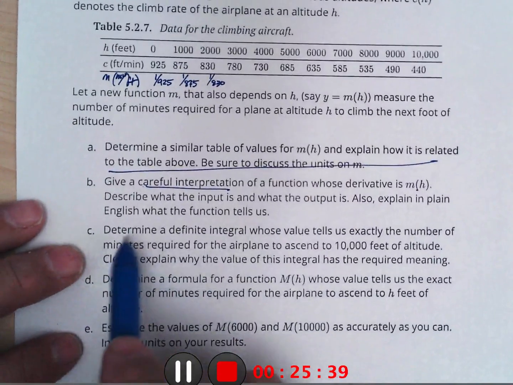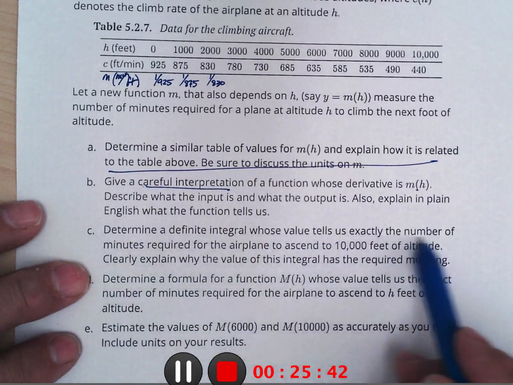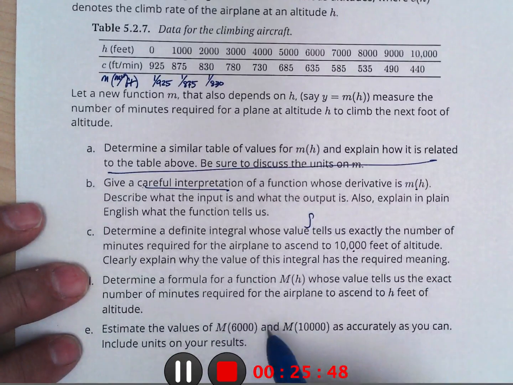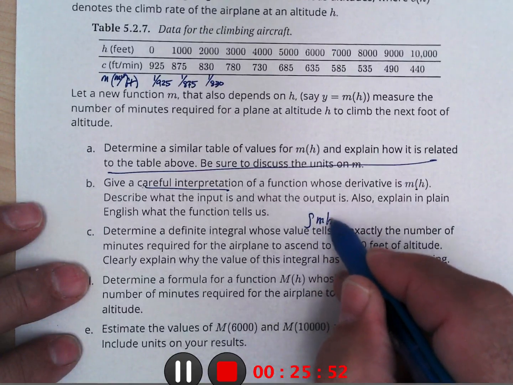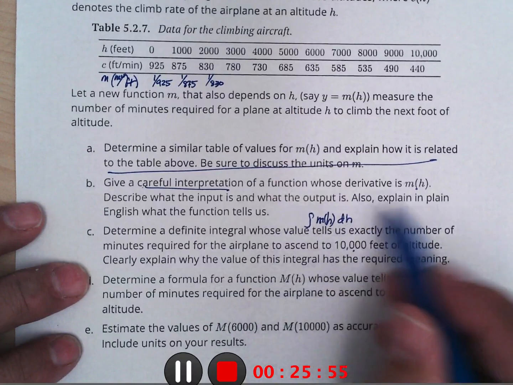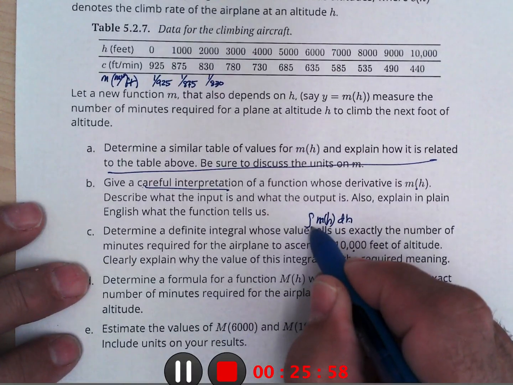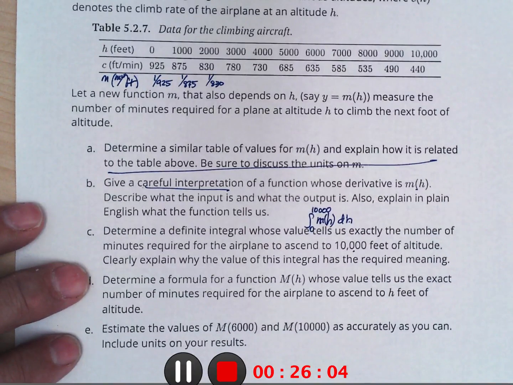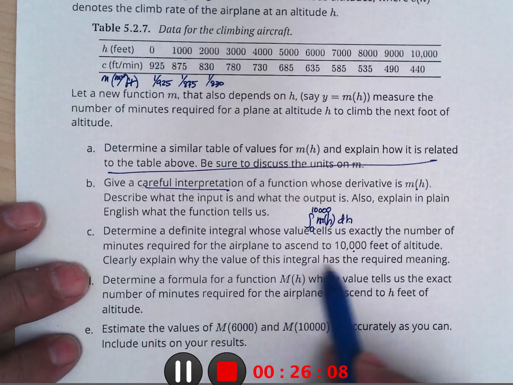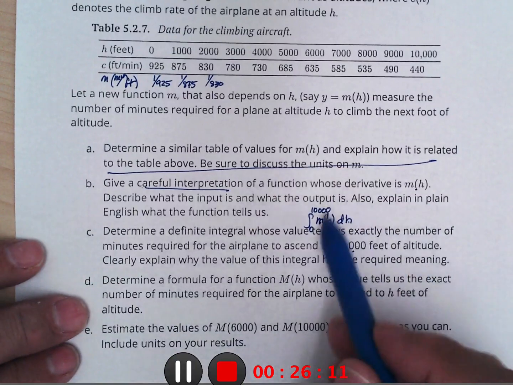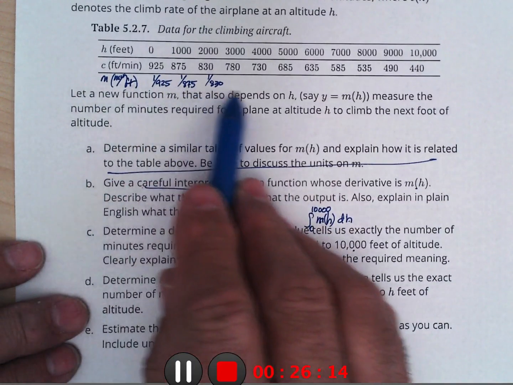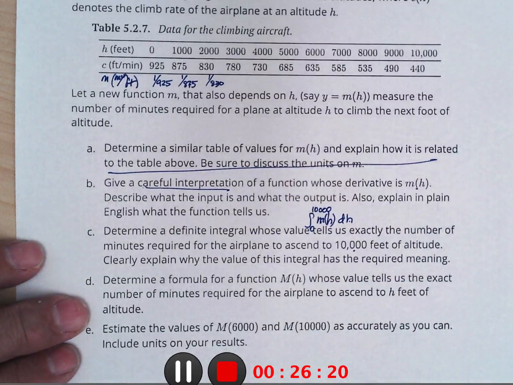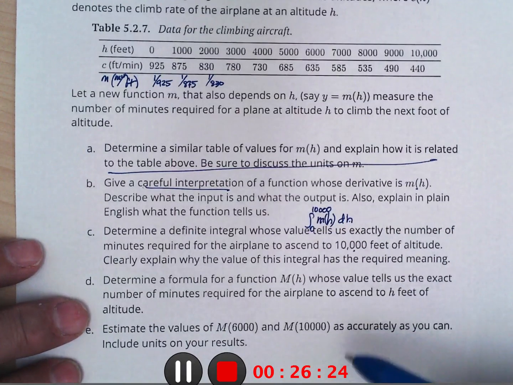Determine the definite integral whose value tells us exactly the number of minutes for the plane to ascend to 10,000 feet. That would be the integral of m of h dh evaluated from heights of 0 to 10,000 feet. And clearly explain why the value of this integral has the required meaning. Because m of h is the rate of change in the minutes, and the area under the rate tells us the total change. So this would be the total minutes to get to 10,000 feet.